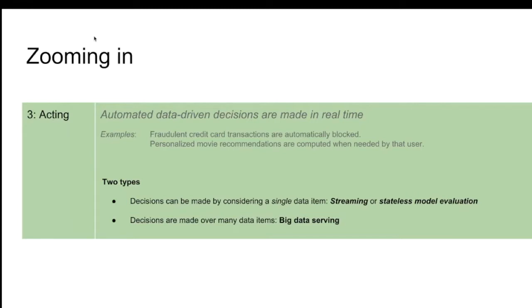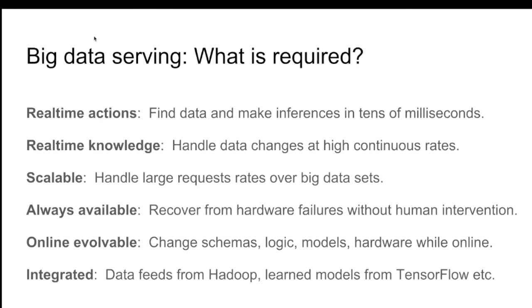Vespa is for the other case where you want to evaluate some model over lots of data that you also select dynamically on the fly, given the query. So that's what we call big data serving, and it's what Vespa is developed to solve. So what's required to do this?